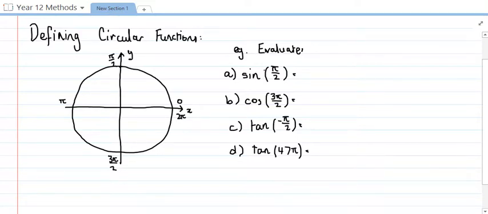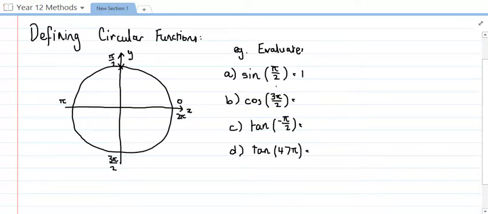The first one is asking us to evaluate sine of pi on 2. So first off, when I'm looking at this, I'm saying, okay, this is asking us about sine, and we know that sine relates to the y value. So I want to know what the y value is when the angle is pi on 2. Starting from here at 0, I'm going to turn through the angle until I reach pi on 2, which is the line here that goes up to pi on 2. Okay, so I'm looking at the y value of this point right here. And because of the unit circle, we know that that has a y value of 1.